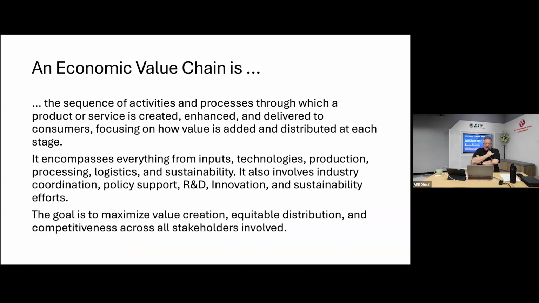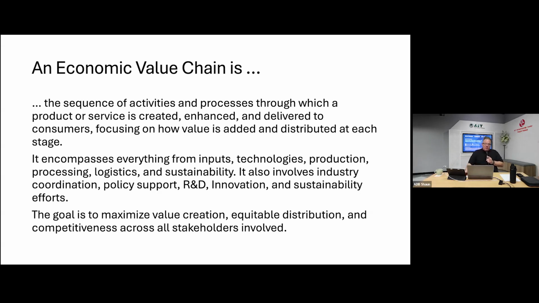Kind of concluding this area, an economic value chain is then the sequence of activities and processes through which a product is created, enhanced, and delivered to consumers, focusing on how value is added and distributed at each stage. It encompasses everything from inputs, technologies, production processes, all the supply chain things, but also sustainability. It involves industry coordination, policy support, R&D, innovation activities, sustainability efforts. And the goal is to maximize the value that's created, the equitable distribution of that creation, and competitiveness across all stakeholders involved.